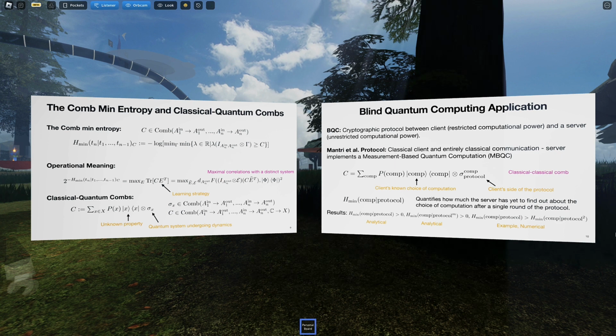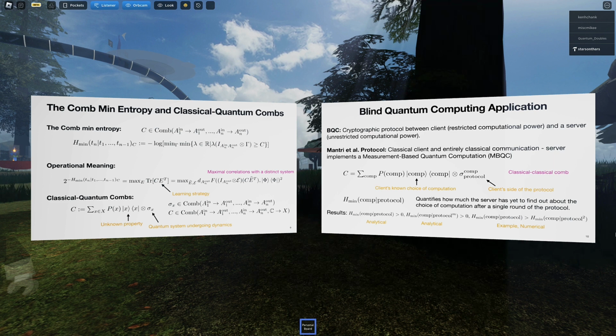But generally speaking, the combs that we look at here are, well, the variable of interest that the server is trying to learn is the specific computation, sort of the pre-encoded version. And the way that it can infer this information is by interacting with the client through the protocol. So the comb here encodes the protocol given the specific choice of computation that the client makes in secret, and the optimal strategy, or the min entropy, quantifies how much the server can learn under this optimal strategy.